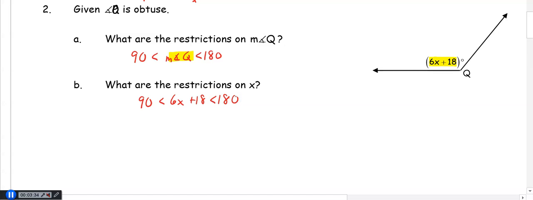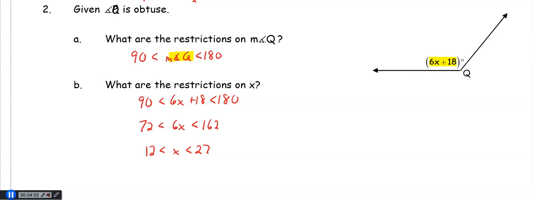So we can subtract 18 from both sides. So we get 72 is less than 6x, which is less than 162. And then we can divide both of those numbers by 6. So we get that 12 is less than x, which is less than 27. So that means we can pick any x value to substitute into our angle to get an angle measurement that will make that angle obtuse. So there's tons of variations of what the measure of angle Q could actually be.